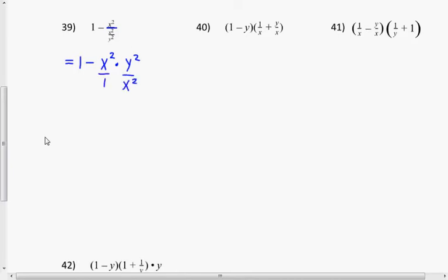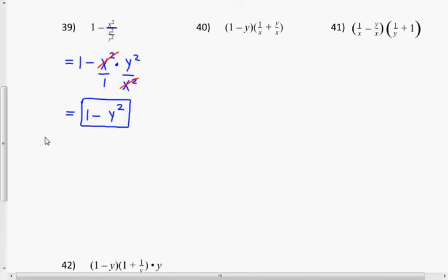And when we multiply those two fractions, we should see that we'll have x squared y squared over x squared. So the x squareds are going to end up canceling out, and we're left with 1 minus y squared. And that is factorable, but there's no point in factoring it because it's not going to cancel out with anything in a denominator, and it really just looks simpler written this way.